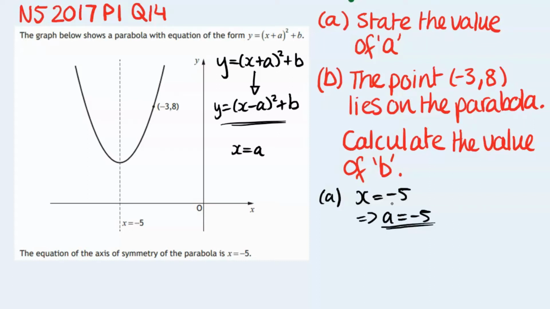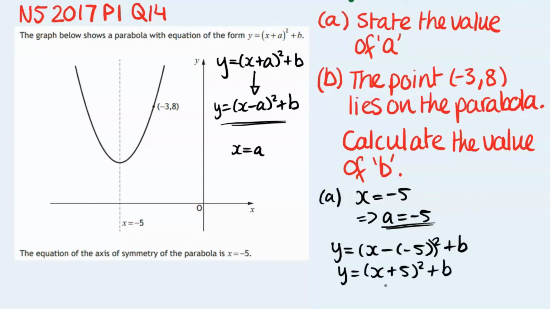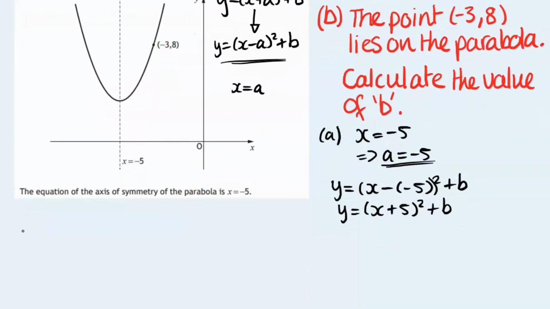Okay, so we can actually sub that back into this quadratic equation. What do we have? We have y is equal to (x - (-5)) all squared plus b. So just be careful about the negative. So it'll be y is equal to (x + 5) all squared plus b. So that's a figured out, okay? So that's why you have to be careful with the double negatives, alright? So we figured out what a is. Now we need to move on to what b is.